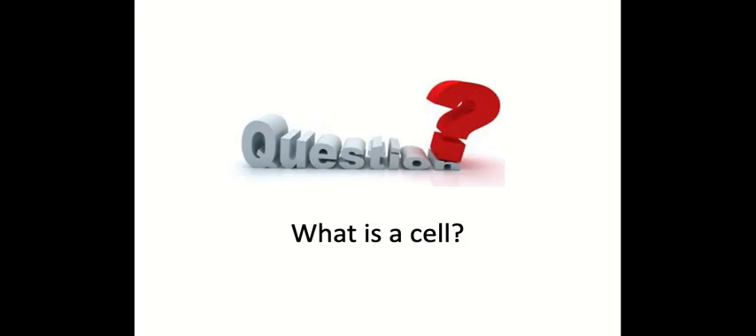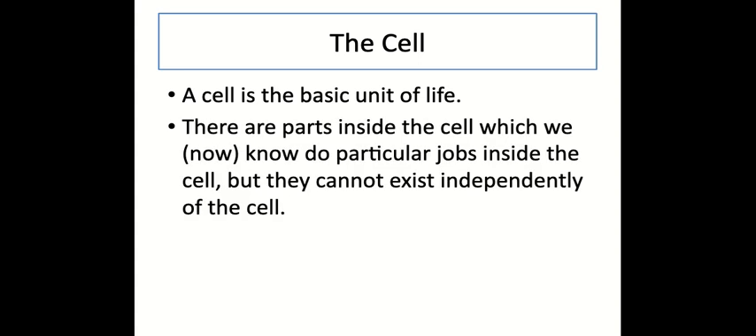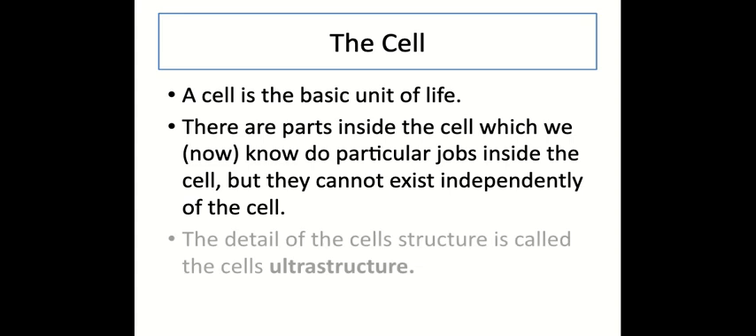So the first thing we're going to look at is what is a cell. So a cell is the basic unit of life. It's the main basic unit of living things. There are parts inside the cell, which you're going to learn about today, which do particular jobs, but they cannot exist independently of the cell. That's why the cell itself is the basic unit of living things.